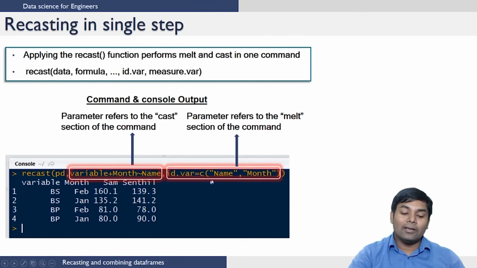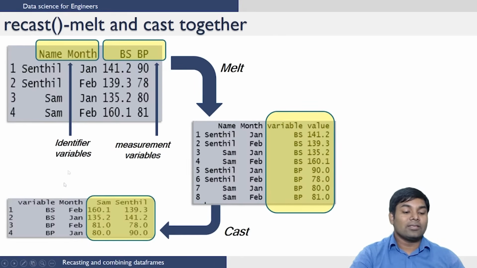What we have seen in melt, we have to specify what the ID variables and the measurement variables are. When you specify only ID variables, the rest of the variables are by default taken as the measurement variables. So that's why we didn't specify measurement variables here. You can also specify the measurement variables, as we can see from the syntax. Now when you execute this command, it will melt and it will also cast, and it will print the casted data frame as shown on the screen below. With this we can see that melt and cast operations can be done together using the recast command.